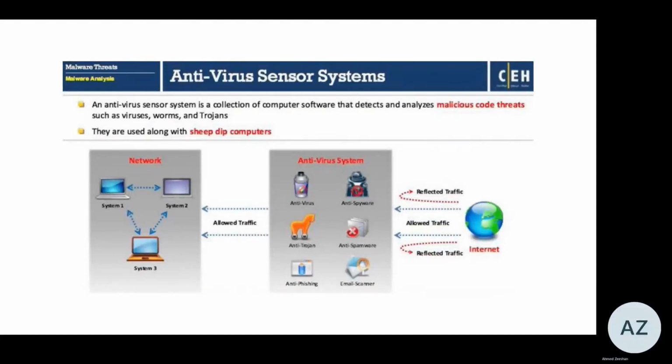Antivirus sensor systems. An antivirus sensor system is a collection of computer software that detects and analyzes malicious code threats. It's pretty good because if there are systems on a network, then these antivirus sensor systems can help you determine all kinds of malicious code threats, okay?